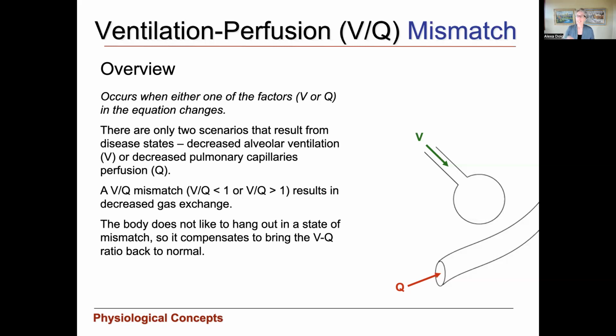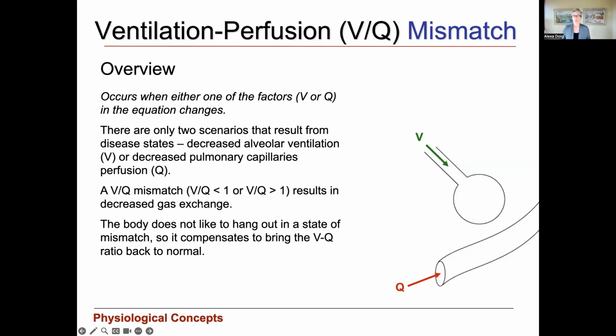What's important here is to understand that the body does not like to hang out in a state of mismatch. And so, like we've seen so many different times, it compensates to try to bring that VQ ratio back to 1-to-1 so it can optimize gas exchange.